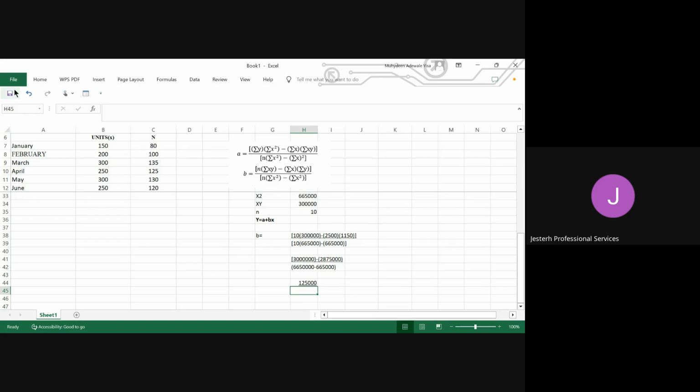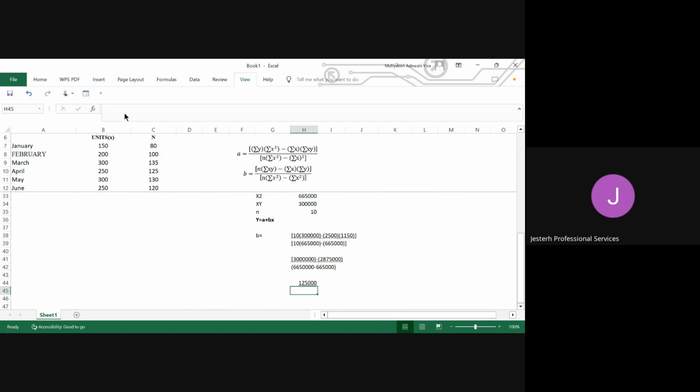Let me see if I can just remove this so that we can all see. I think we should be able to see it very well now. Now, the second one is 6,665,000 minus 665,000.